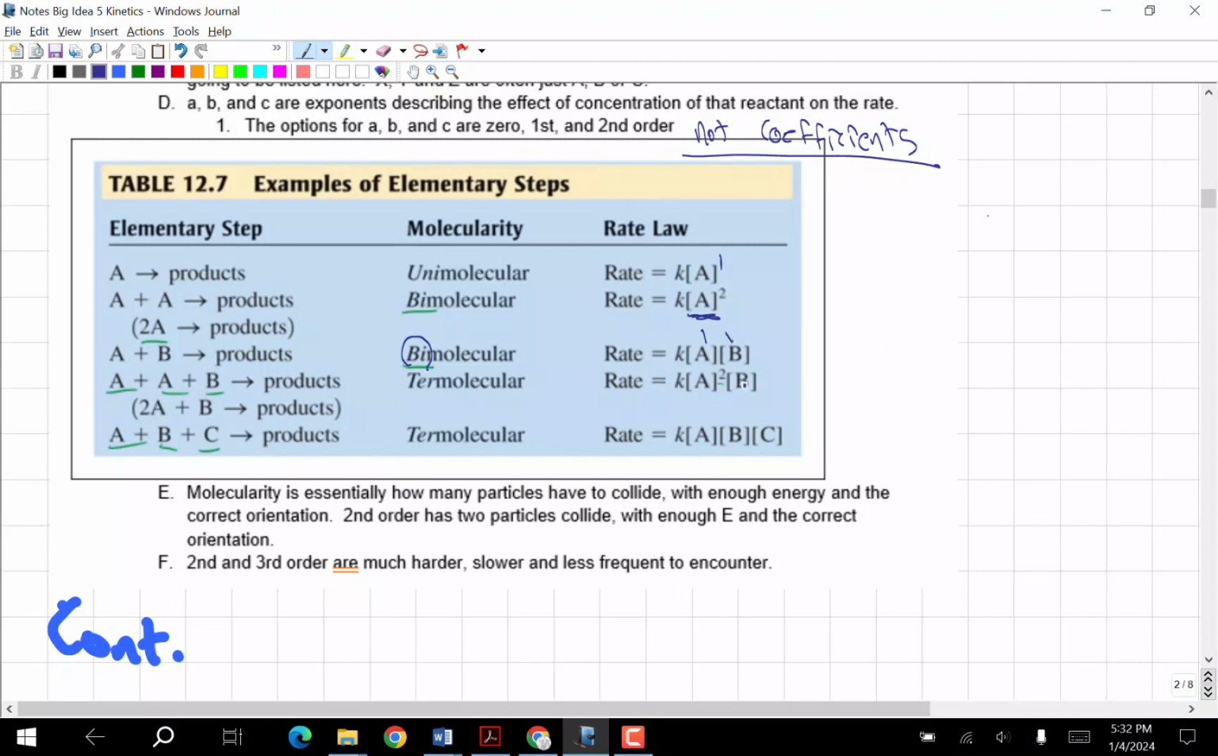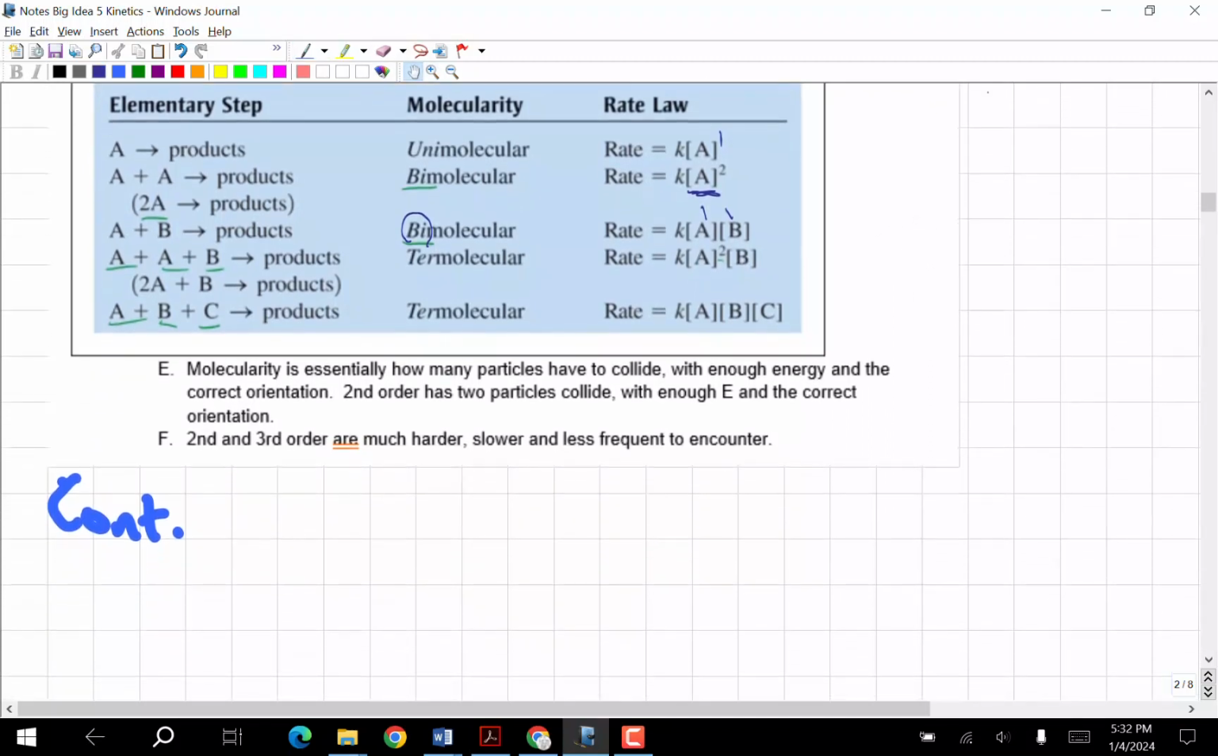Termolecular would be 3, and we won't go any higher than that. Higher than that does exist, but we're not going to go any higher than that. This is called molecularity. Molecularity is essentially how many particles have to collide with enough energy in the correct orientation. Second order has 2 particles collide with enough energy and the right orientation.